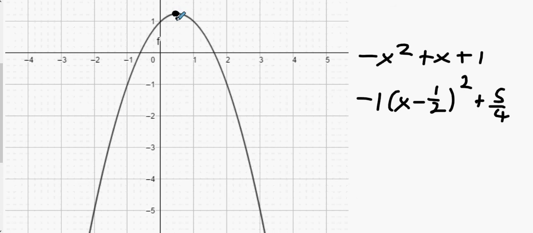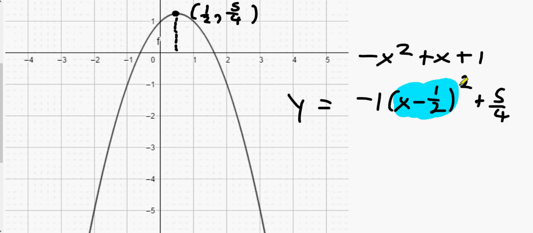What's the x value for its maximum point? A half. The x value is a half, and the y value? 1 1/4, which is 5/4. Everybody see it's a half and a quarter, don't you? Now here's the deal. Your y value equals this. Now what can you guarantee about the blue part?